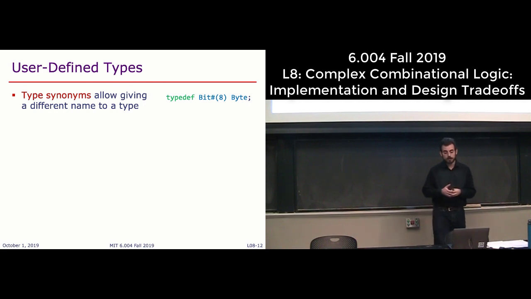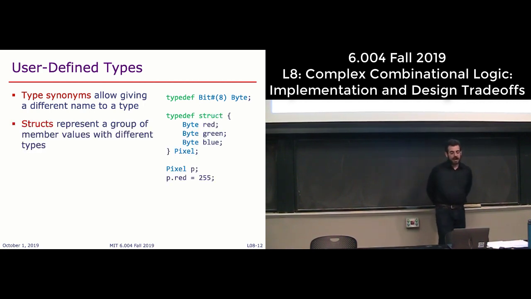So for example, if you're building a circuit that manipulates bytes, 8-bit values, it's nicer to just use byte rather than bit 8, bit 8, bit 8 all over the place. Right? It's shorter, it conveys things more clearly. So you can take any existing type and give it a new name. That's a type synonym. This is with this syntax: typedef, name of the existing type, name of the new type.